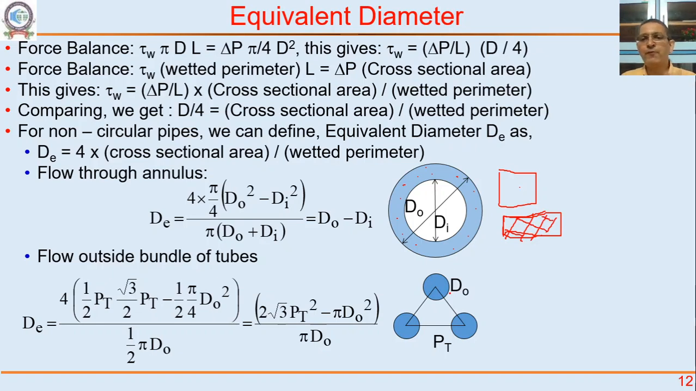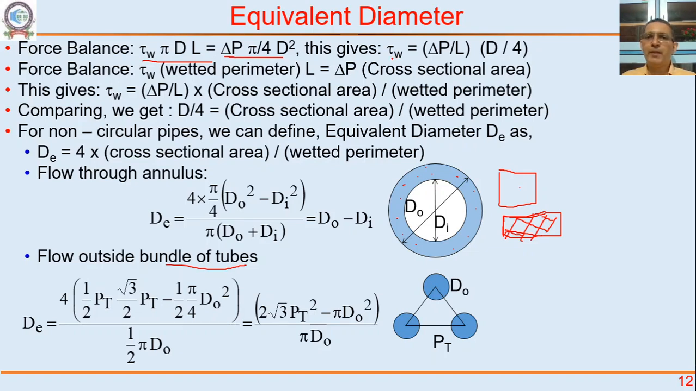Or sometimes I have flow outside a bundle of tubes. This you will do in third year. How do I calculate the friction factor? How do I calculate the head loss for that? Okay, so the way to do that is here. So if you write a force balance, tau W into pi d l for a circular pipe would be delta P into pi by 4 d square.